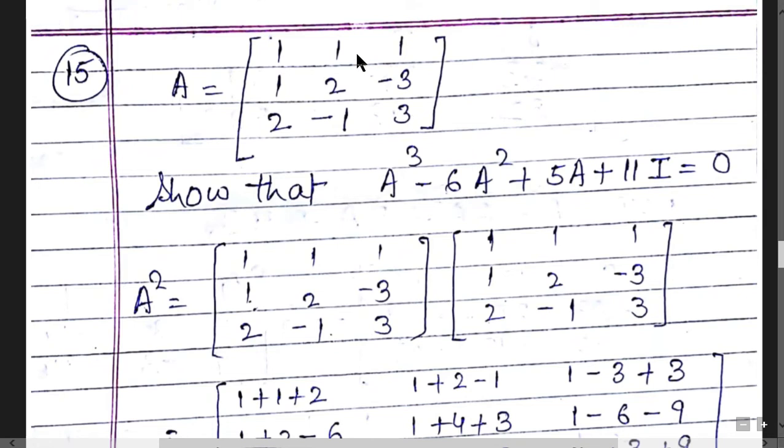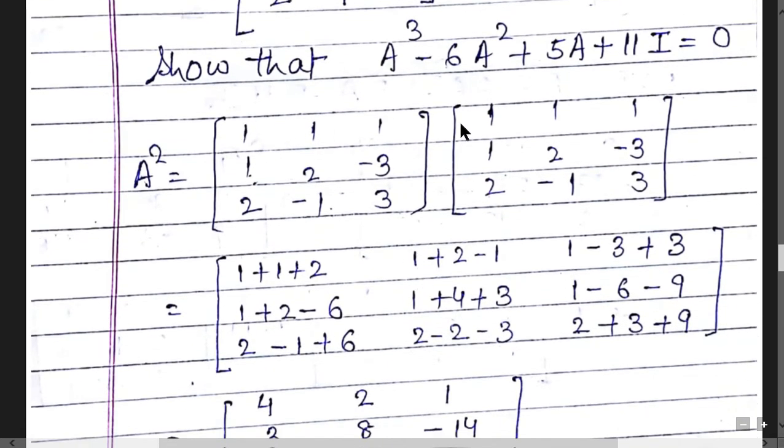Question number 15. Question number 15 and 16 are almost similar. I'm going to calculate only question number 15. You can try question number 16 at your own level. If you find any problem, you can comment in the comment section of the video. The matrix is [[1, 1, 1], [1, 2, -3], [2, -1, 3]]. Simply multiply these values.